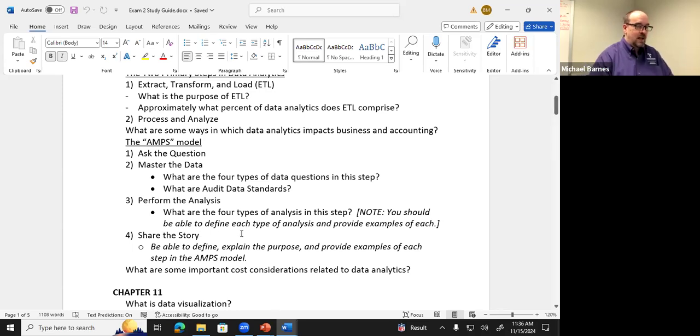With respect to performing the analysis, what are the 4 types of analysis? This is probably one of the most important questions in this entire chapter. This will actually hit multiple points, as it did in the practice exam. So remember, there are 4 types of analysis.